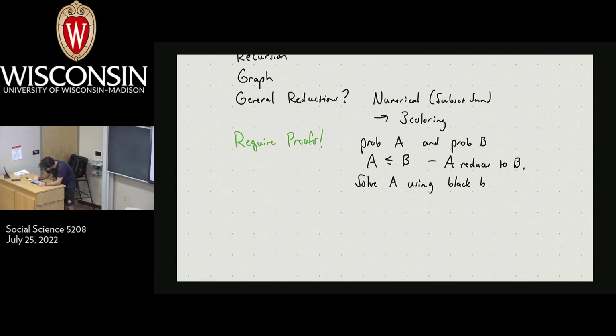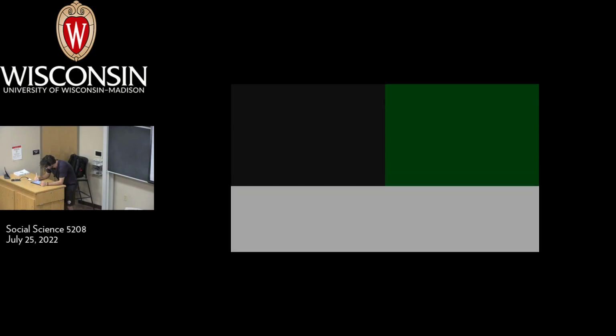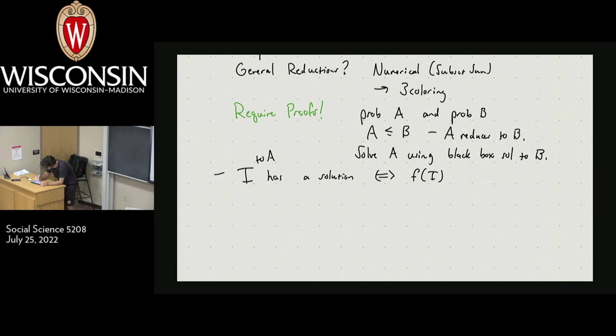Using a black box solution to B. And so how do you prove the reduction is actually correct? Well, you have to prove the following. You have to show that A has a solution, specifically an instance I to A has a solution if and only if f of I has a solution, where f of I is an instance to B.